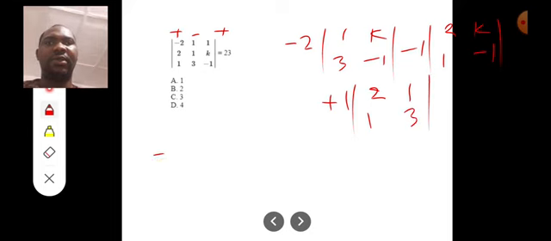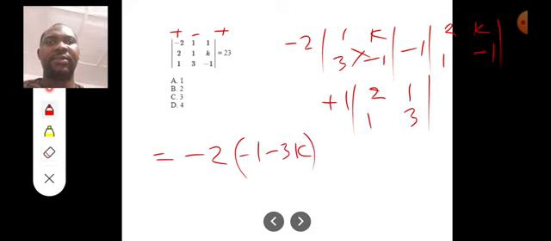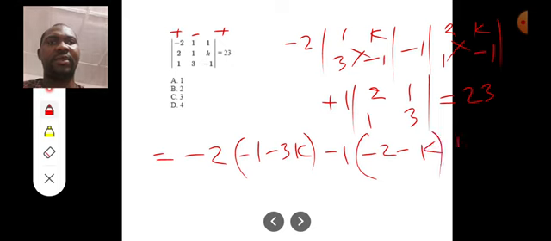So this will now be minus 2 into 1 times minus 1 is minus 1, minus k times 3 is 3k. So that means minus 3k. Okay, then we have minus 1. Remember, everything is equal to 23. We have minus 1 into 2 times minus 1 is minus 2, minus k times 1 is k. Okay, then plus 1. 2 times 3 is 6. Minus 1 times 1 is 1. Remember, everything is equal to 23.